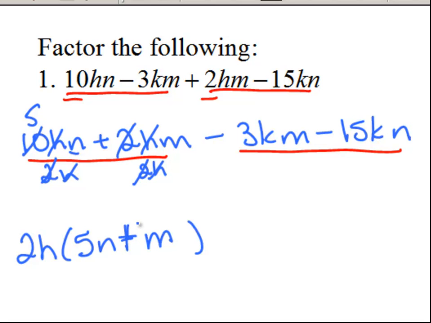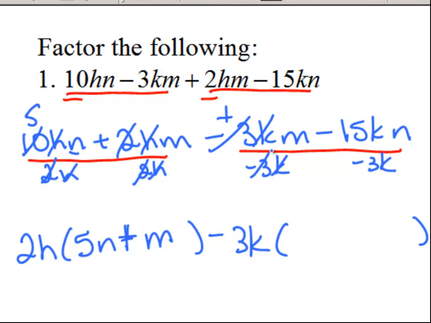Now let's look at the second group. First of all, notice that these are both negative. So we might want to take out a negative GCF of a negative 3, and they both have a K. So let's take out a negative 3K. And you know when we divide negative by negative, we're going to get positives. So that's going to be positive M. This is going to be positive 5N.